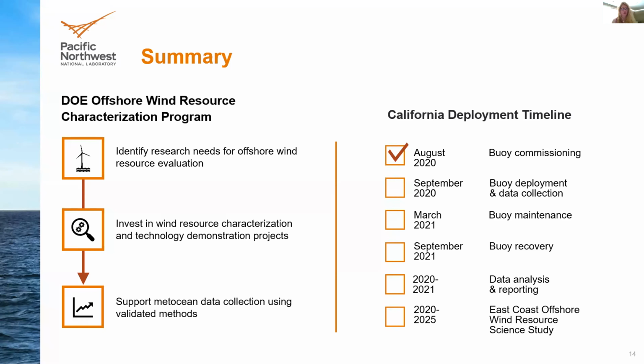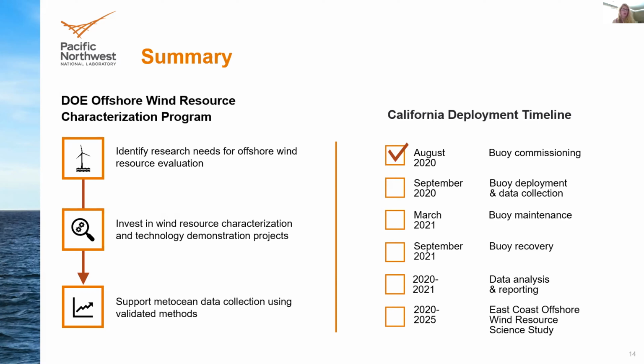And again, just a quick rundown of the timeline for the deployments off California. The buoys are commissioned right now. They're staged in California. They're going to be deployed in the next few weeks, and we're going to start collecting data. In March of 2021, we will have a scheduled maintenance visit where we'll go in and exchange some of the data cards so we can have access to that raw, high resolution data. The buoys will be recovered in September of 2021.